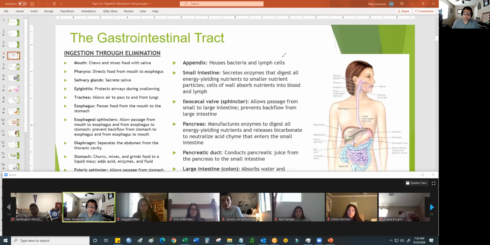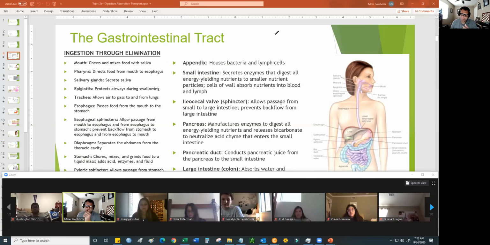The reason, first off, no one gives two shits about the appendix. Anyone that says the appendix is important either has had an appendectomy or is just lying to themselves.